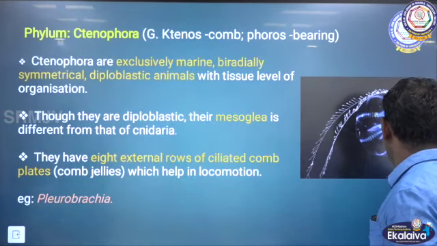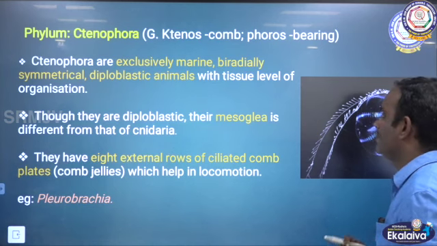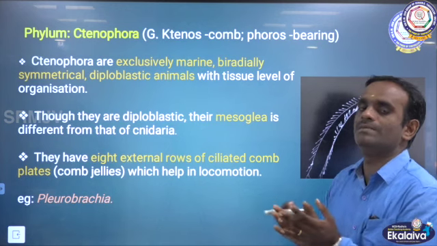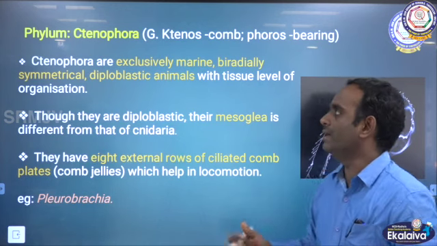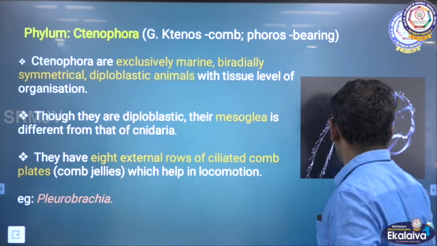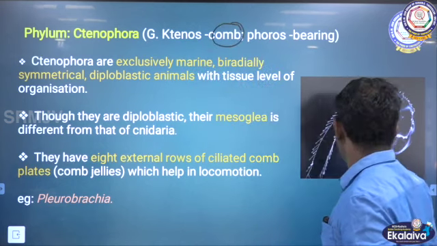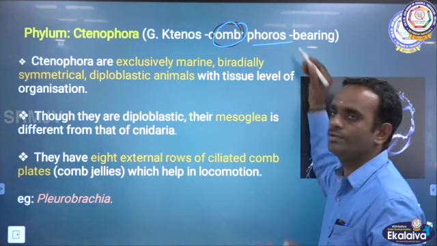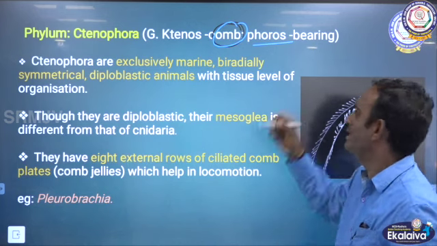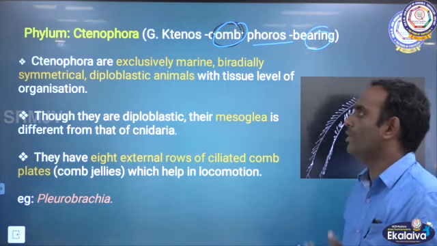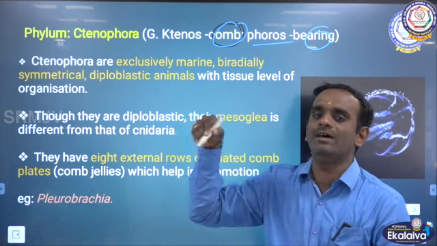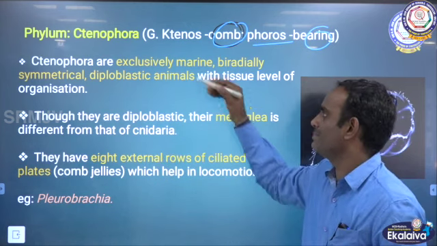Then the next one is Phylum Ctenophora. Ctenophora and Cnidaria both come under Coelenterata. Okay. So Ctenophora: cteno means comb, and phora means bearing. Ctenophores are exclusively marine organisms. They are only seen in the oceans and seas, so they are aquatic and marine.